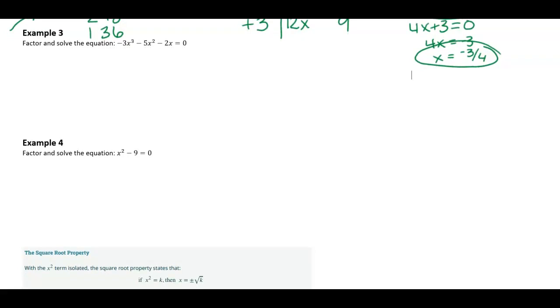All right, when I look at example 3, I don't have a quadratic. My biggest degree, I should say, is actually 3. But I notice each and every one of my terms has an x, and they are all negative. So I'm going to choose to factor out a greatest common factor of my 3 terms, this trinomial, as negative x. I am then left with 3x squared plus 5x plus 2.